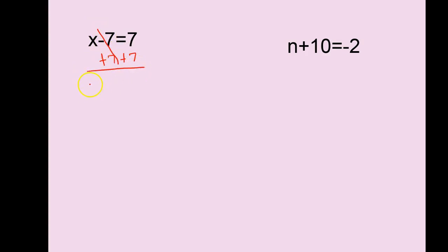The 7's cancel. You have your x alone. 7 plus 7 is 14. Same thing over here. Just please watch your signs. You would hate to miss a problem because of a small mistake.